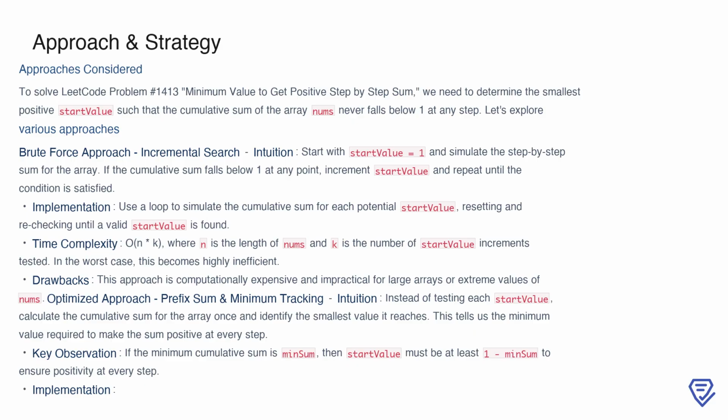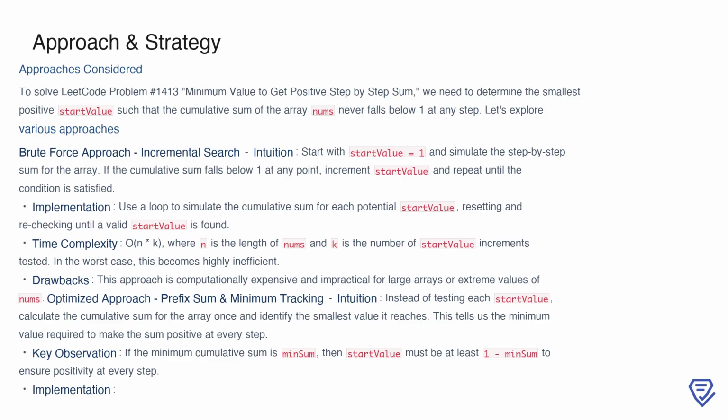Instead, we can consider an optimized approach that avoids this repetitive testing. By calculating the cumulative sum just once and tracking the smallest value it reaches, we can derive the necessary start value mathematically. If the minimum cumulative sum is min sum, then we know that start value must be at least 1 - min sum to ensure the sum remains positive throughout.